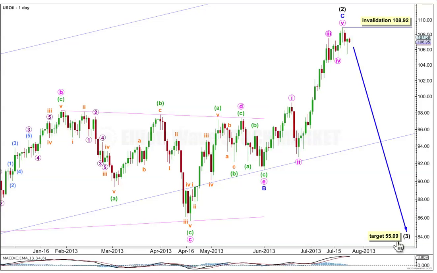At 55.09, intermediate wave 3 would reach 1.618 the length of intermediate wave 1. And within this third wave, no second wave correction may move beyond the start of the first wave. This wave count is invalidated now with movement above 108.92.